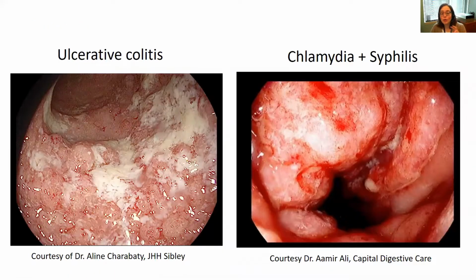Now, this is a patient with both chlamydia and syphilis. And here I've put it next to a picture of a patient with ulcerative colitis to show you the degree of similarity that this can show endoscopically and how challenging the job of identifying these lesions based on gross exam can be for our gastroenterology colleagues.